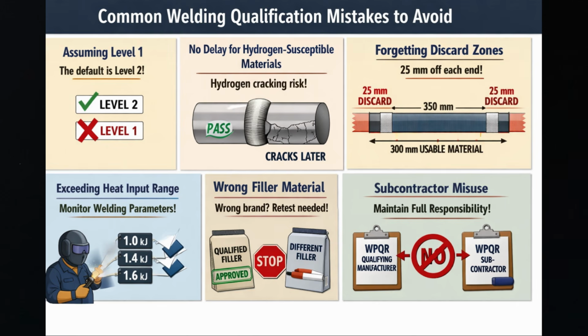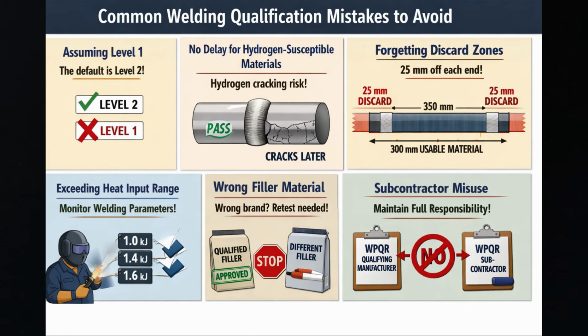Common mistakes to avoid. Based on the content we have covered, here are the most common mistakes to avoid in practice. First, assuming Level 1 applies when nothing is specified. The default is Level 2. This mistake leads to an undertested qualification that may not satisfy your contract requirements.